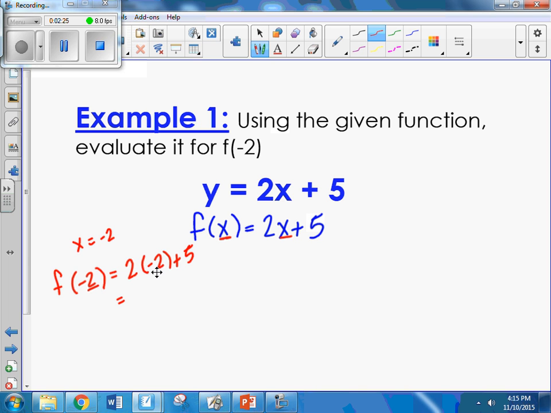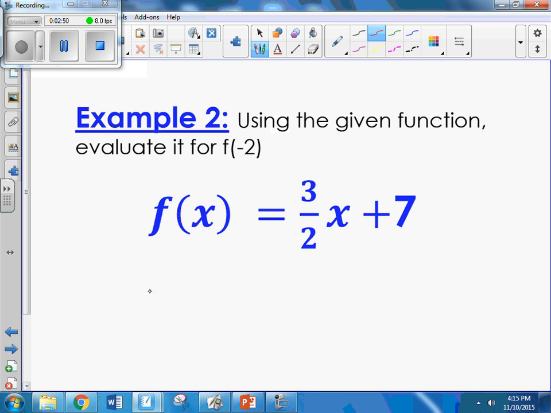Well, order of operations tells me I have to multiply first, so I would get negative 2 times 2, which is negative 4. Negative 4 plus 5, bring that down, I haven't touched it. Negative 4 plus 5 is 1. Therefore, f of negative 2 is 1. That's it. This just says in the function, I put negative 2 in for x, and my answer was 1.